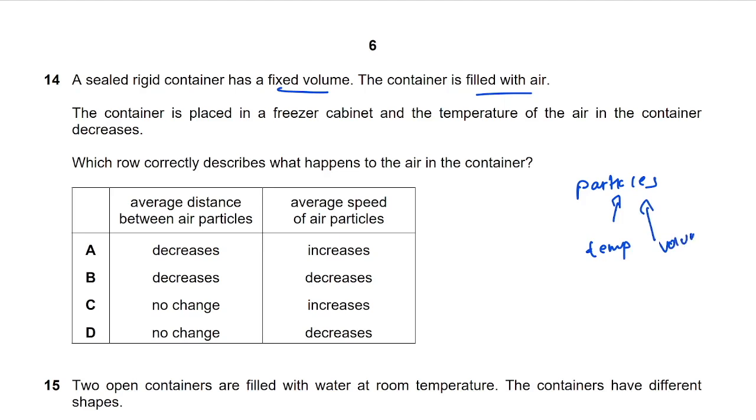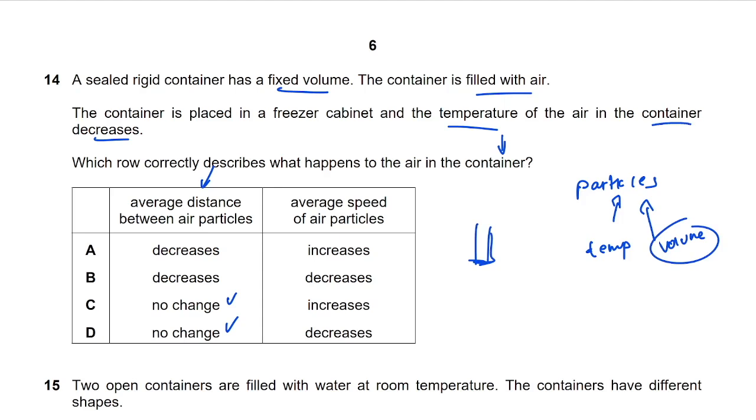So the tighter the volume, the faster the particles collide. Here the temperature is falling, it's decreasing. So what happens to the air in the container? The average distance of the particles will stay the same. The only time this will change is when the volume changes, right? If I make it a smaller container, then it will decrease.